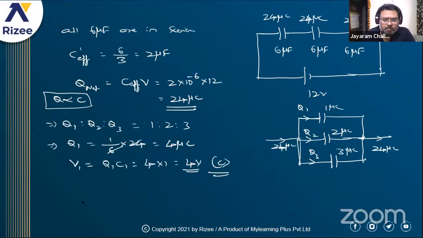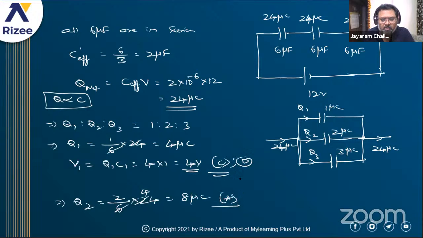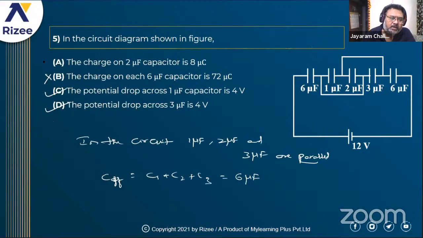So the charge on this one, he's asking, Q2 is going to be how much? Q2 is two parts out of the total six parts, into the total charge, which is 24 microcoulombs. This goes four times, that will be 8 microcoulombs. This is C and D, both of them, and 8 microcoulombs is your option here. That means your answer should be A, B, and D. Sorry, A, C, and D should be your option.